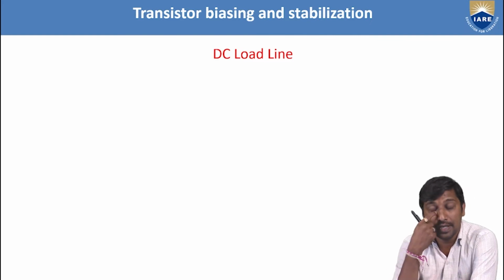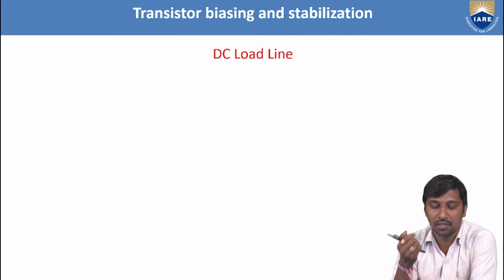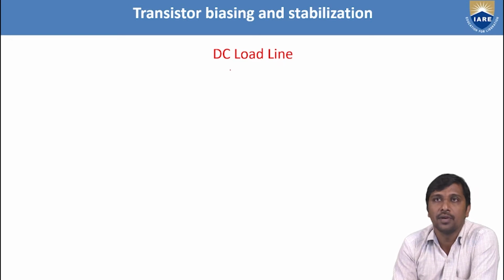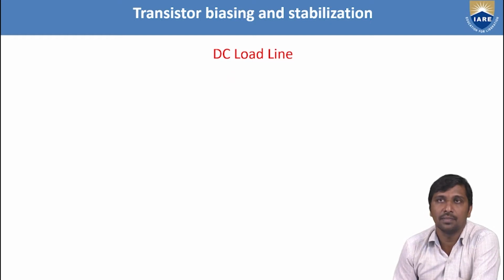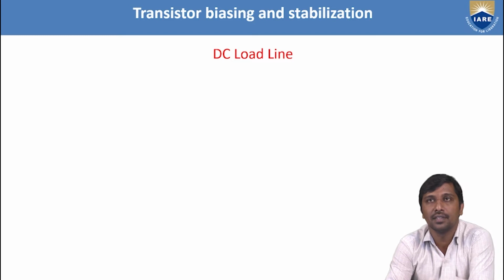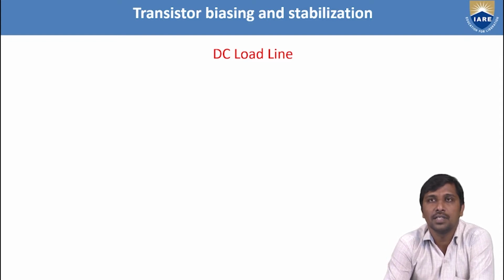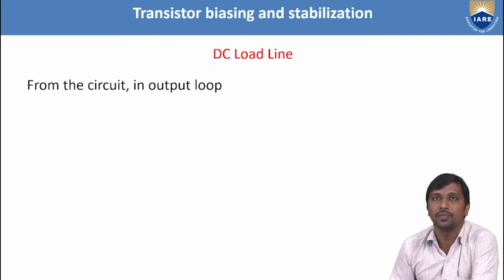Now, to identify this proper Q point, we are going to examine two load line analyses. One is the DC load line analysis, another one is the AC load line analysis. First, we'll see the DC load line. That means in the absence of the AC signal, we need to remove the AC input signal. Then we need to identify the DC equivalent circuit.